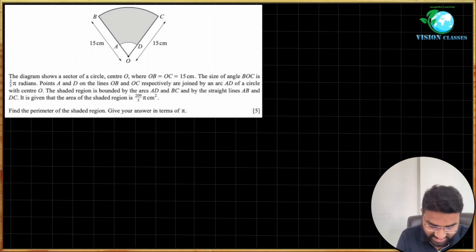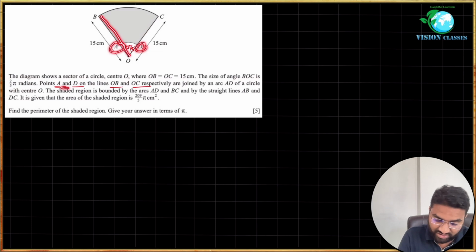So here we'll straight away start the discussion. The diagram shows a sector of a circle with center O. Given OB and OC are 15 centimeter, so this is OB, this is OC. The size of angle BOC is 2 pi by 5 radian. Then points A and D are on OB and OC respectively.